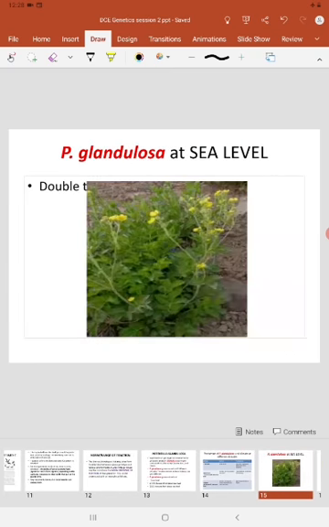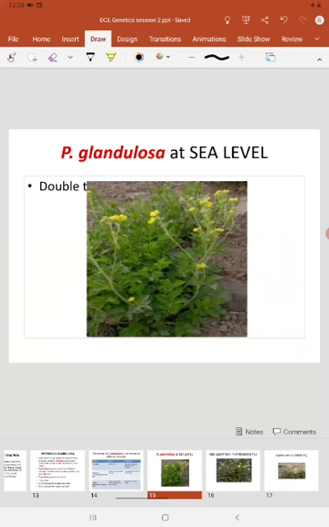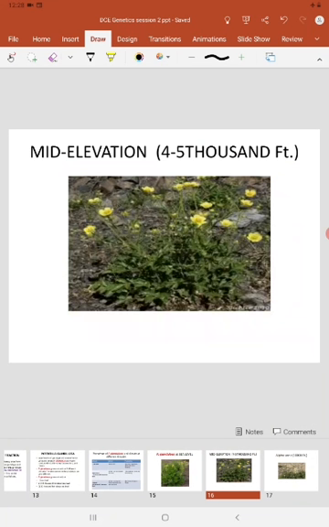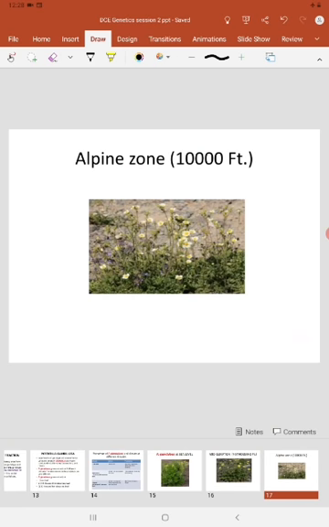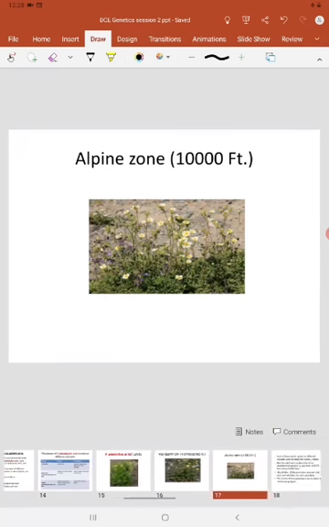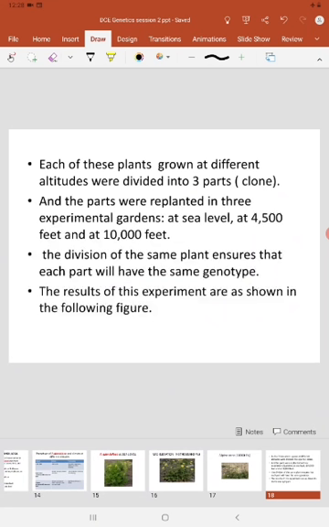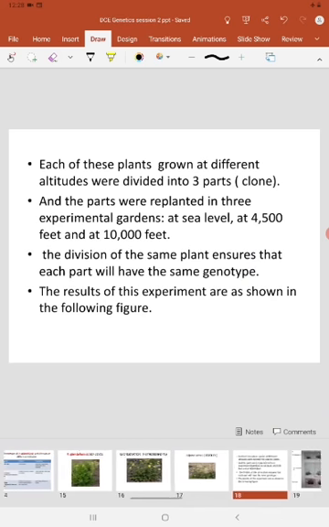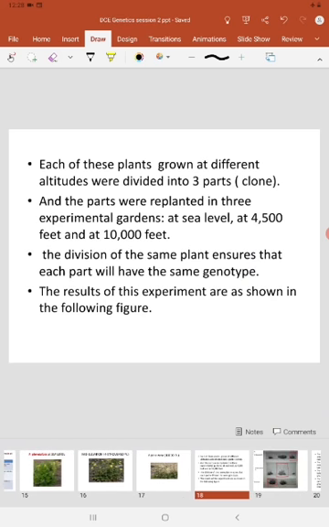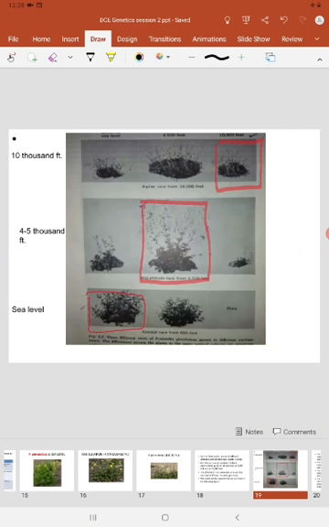This is the Potentilla glandulosa at sea level. You can make out the characters, and then this is the Potentilla glandulosa at 4,000 to 5,000 feet above sea level, and this is the alpine variety which is relatively dwarf. Now an experiment is done wherein a particular plant, we can look at this particular diagram.